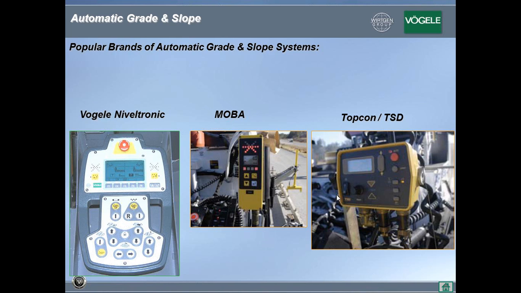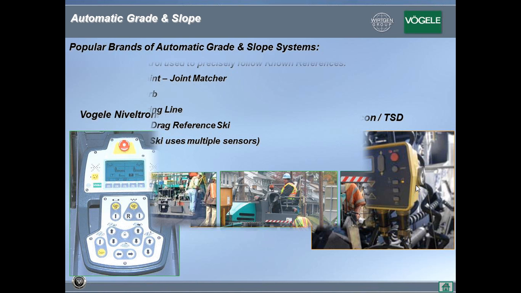We could take a quick look at the different types of automation systems today. We will not go into details because of our time frame, but there are different types of automation systems. Vogel and Niveltronic, which is built into discrete control. You have MOBA system, which is an external control box mounted on the paver. And you also have Topcon, which is an external box mounted on the paver. All these systems perform very close. The difference is which one is more user-friendly than the other, and some are more reliable than others. Those are the differences. But in terms of smoothness, holding smoothness, performance, they're all pretty much the same, or very close.